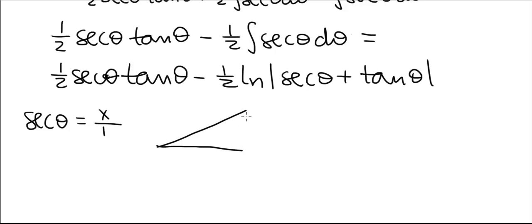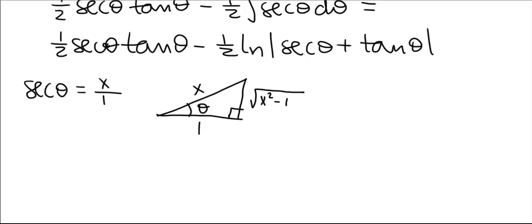And so we can draw this right triangle. This is angle theta. Now remember, secant is hypotenuse divided by adjacent. The opposite side then will be the square root of x squared minus 1, as you can check by the Pythagorean theorem. And now we're ready for the final answer to this problem.